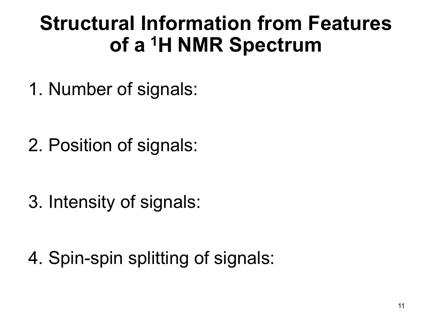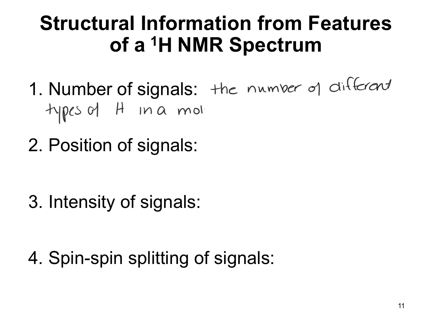So as I mentioned in the previous screencast, we get a plethora of structural information from a proton NMR. And so the first thing is the number of signals tells us the number of different types of hydrogen in a molecule. Then the position of signals will tell us what types of hydrogen the molecule contains.